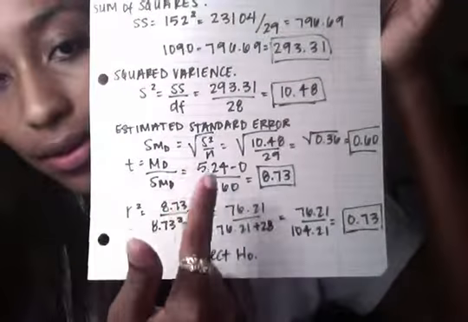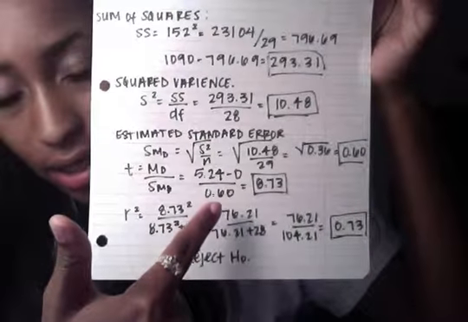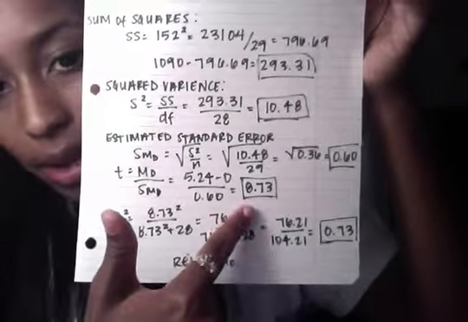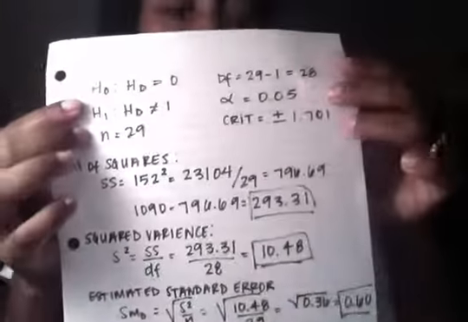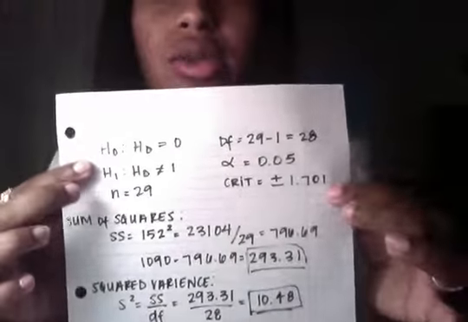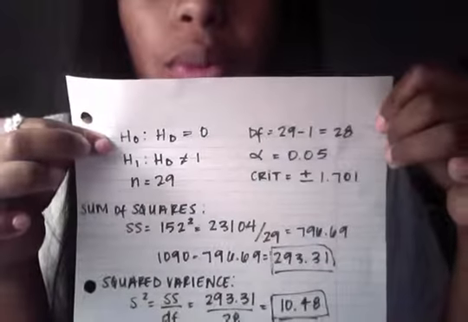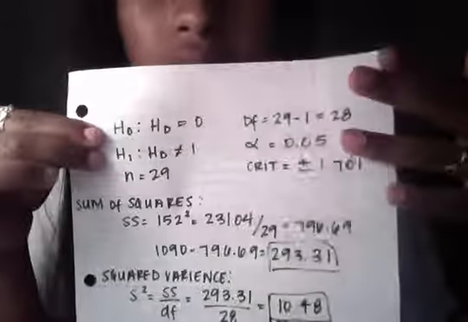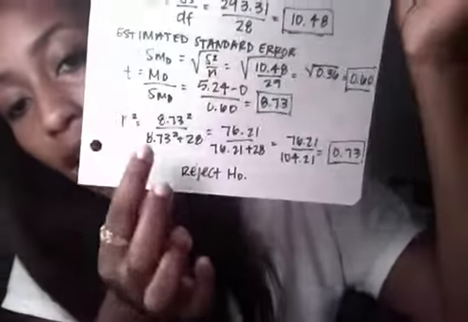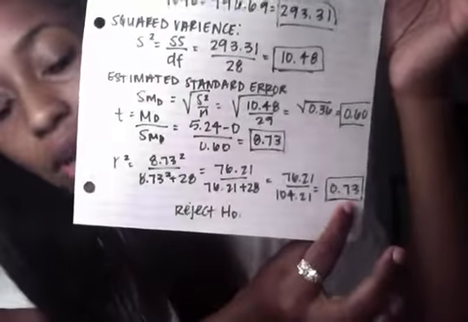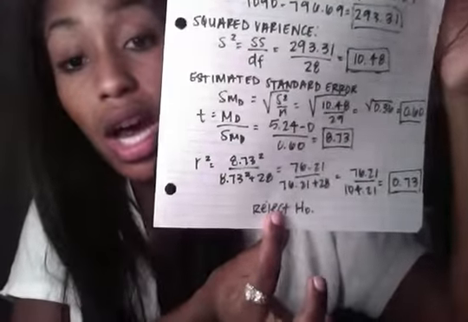Then we can go ahead and calculate t, the mean difference divided by the estimated standard error. We get 8.73. So 8.73 is way past our critical region, so we're going to reject the null hypothesis. And so there was a difference in pain between the two trials. Calculating r squared, we get 0.73. We reject the null hypothesis.